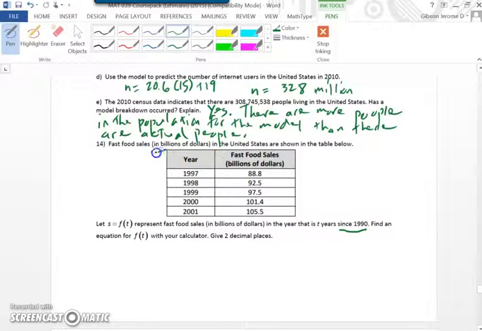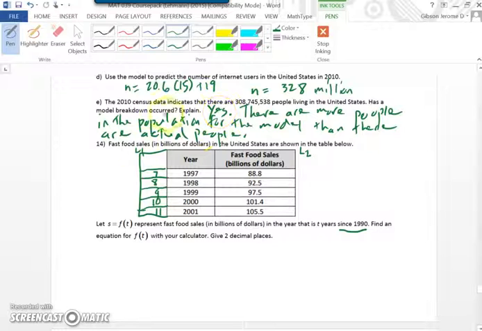So what we need to do is draw a box here that will represent the years from 1990. We're not going to use these larger years here. From 1990 to 97, that'll be 7. This will be 8, 9, 10, and 11. In your calculator, this would be your L1, and the fast food sales in billions will be your L2. Now we need to put these values inside of the calculator.